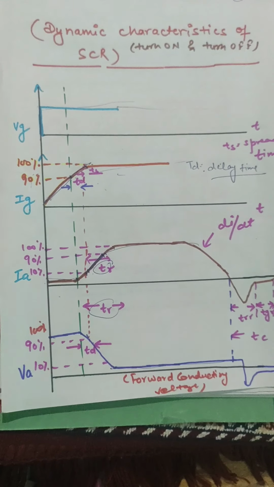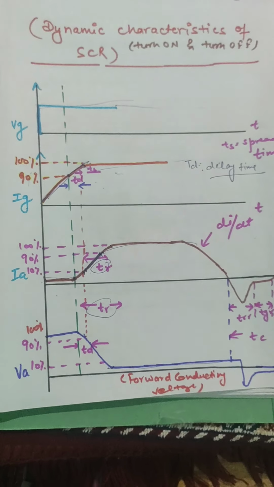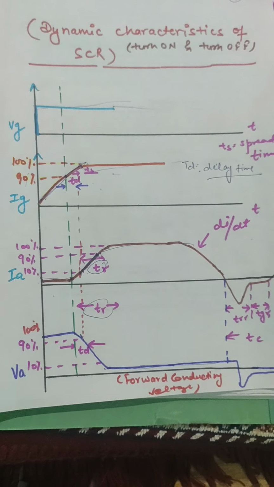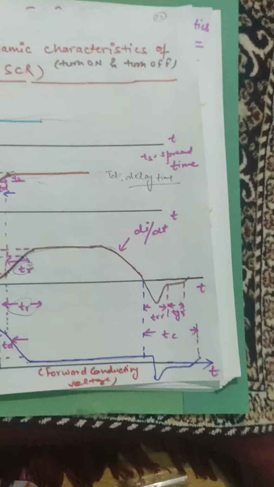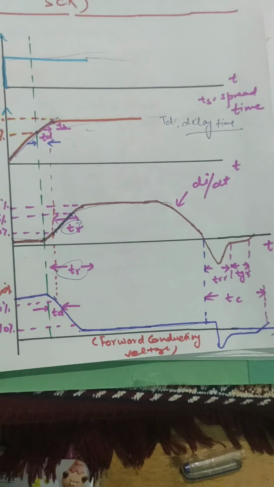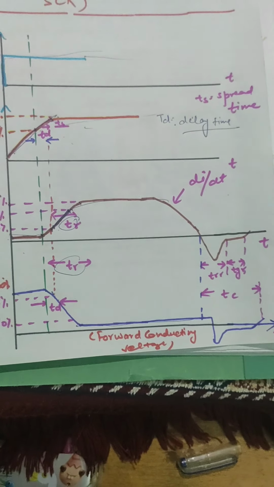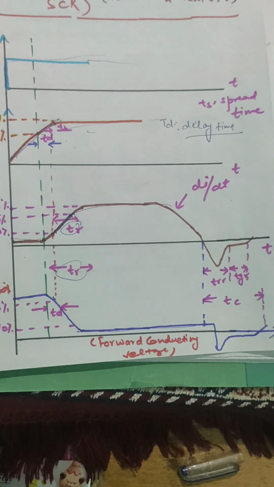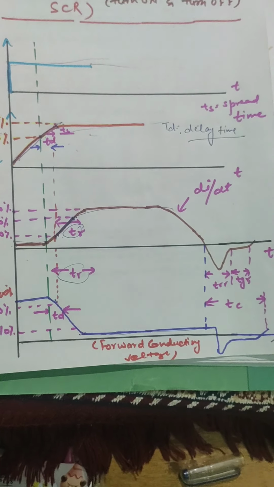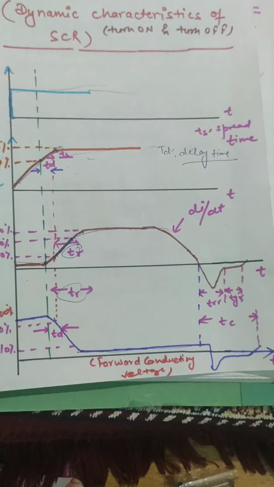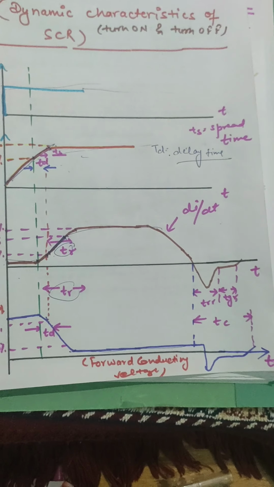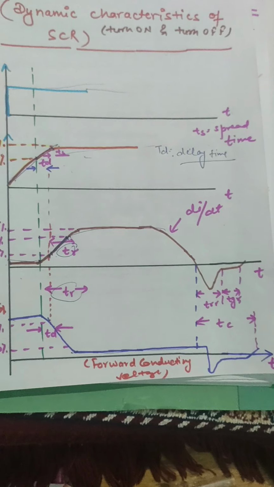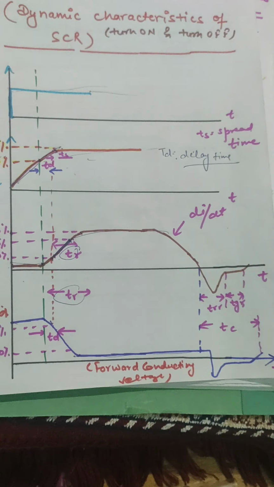So how can we turn on the SCR? This was the turn on characteristics. And now what about turn off characteristics? If we want to turn off, there are two methods. The first one is a method we will talk about later.